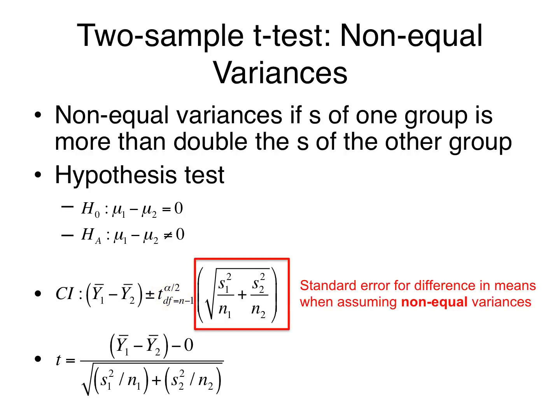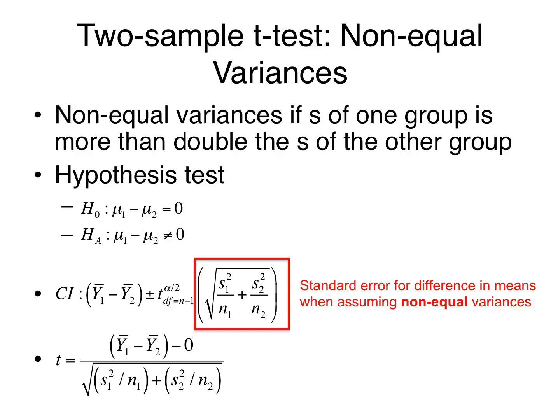To get the standard error that's used in the calculation of confidence intervals in this case, we add the variance of group 1 divided by the sample size of group 1 to the variance of group 2 divided by the sample size of group 2, and then we take the square root of the sum. The calculation of the standard error when the groups compared have equal variances is calculated differently, as we'll see shortly.